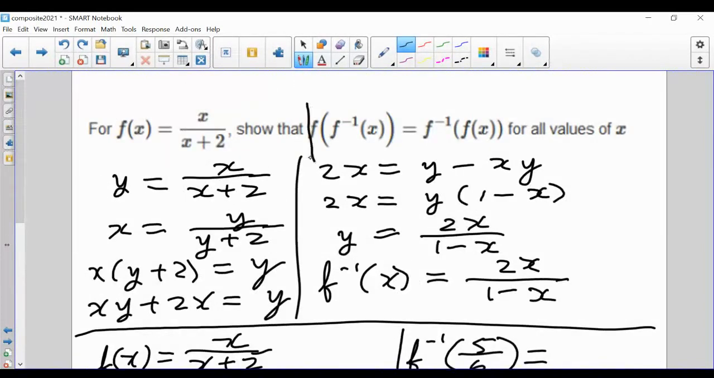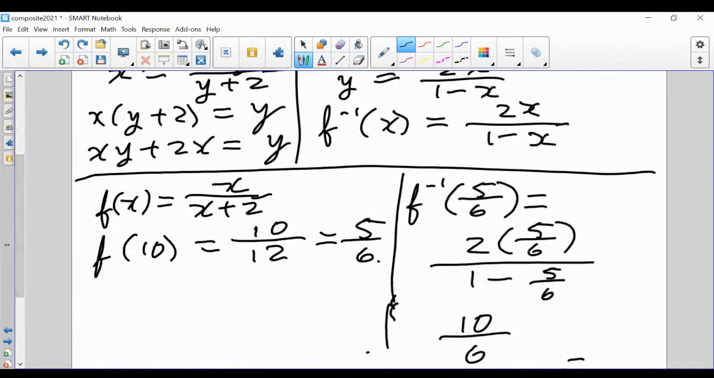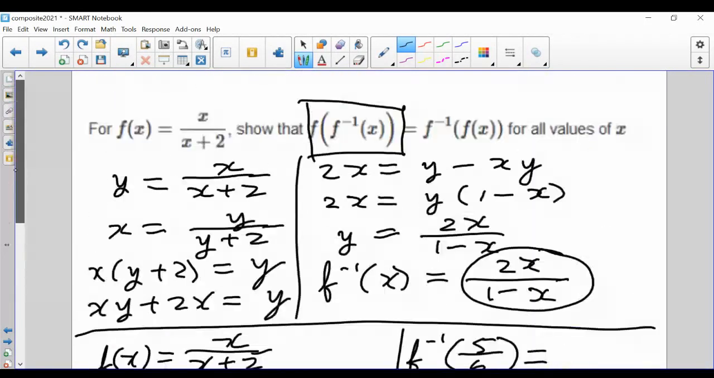I'm going to do this one. I'm going to put the inverse function into the original function. So remember how that works, right? I'm going to take my inverse function, and remind you what my inverse function is. My inverse function is this guy right here. That is going to go inside of the original function.